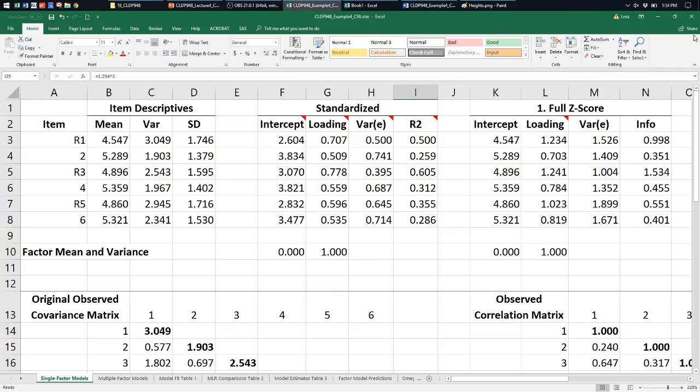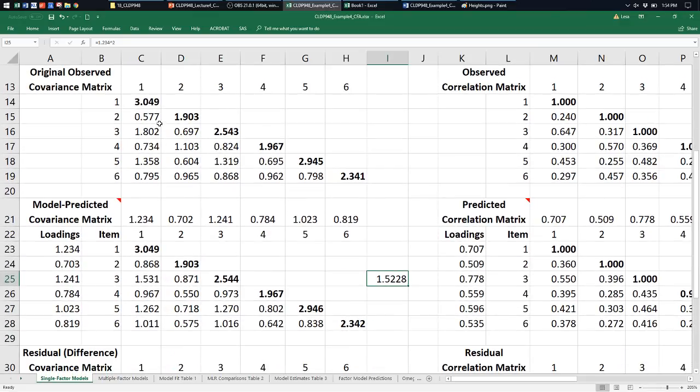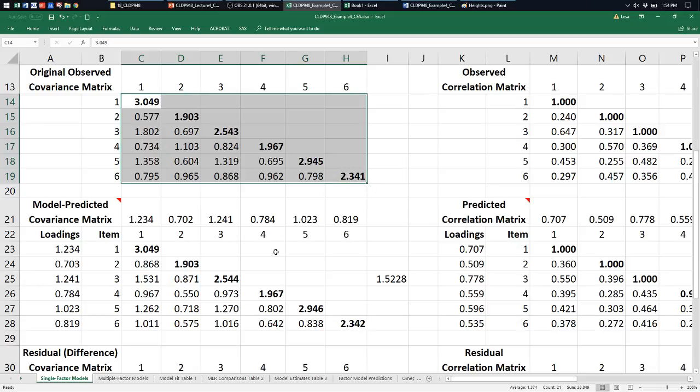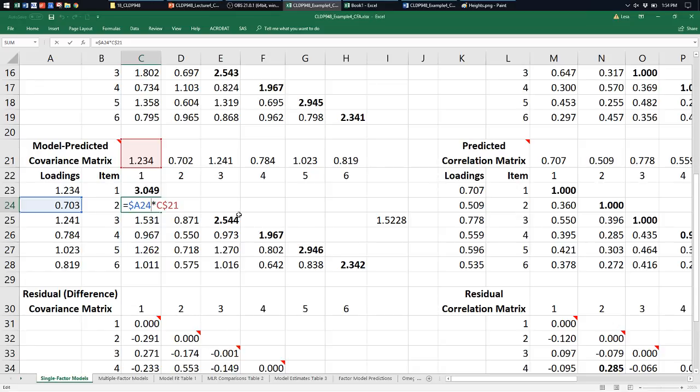I'm in the spreadsheet that goes with this example, the single factor model spreadsheet. Here is the original observed covariance matrix for my 6 items. That's H1. That's my data. Here's what my model says it should be using the loadings. For instance, this covariance is predicted from the loading of item 2 times the loading of item 1, and also times the factor variance, but that's 1 in this case, so I didn't put it in there. Each other one is predicted from their combination of loadings. The diagonal are the variances, predicted from the loading for that item squared times the factor variance, which is 1 in this case, plus the item's residual variance.